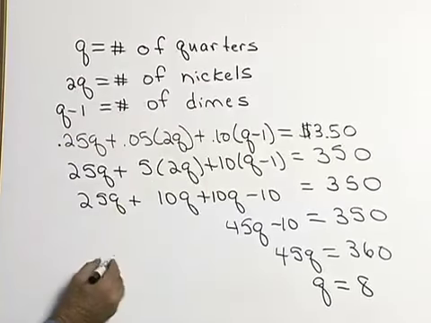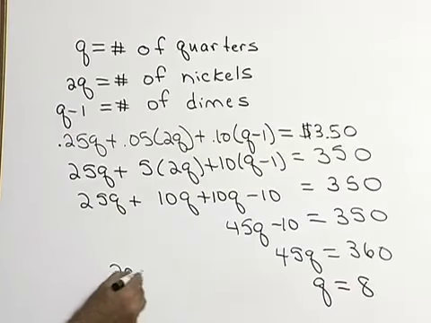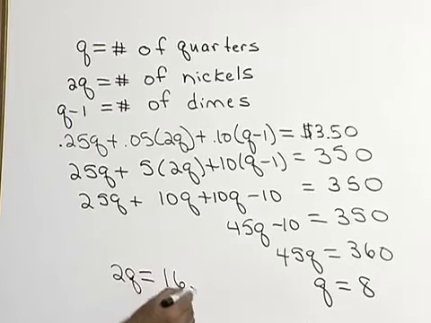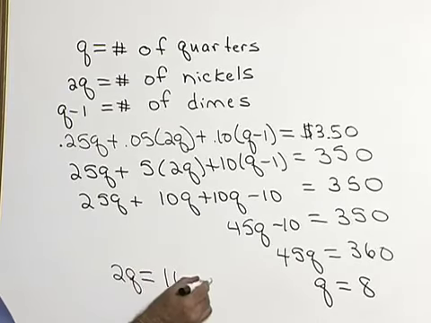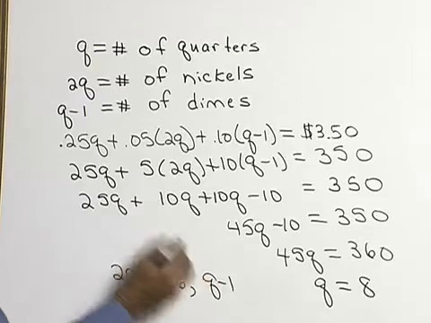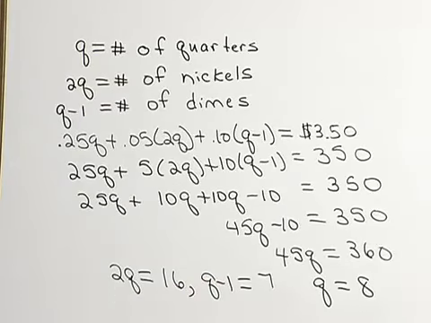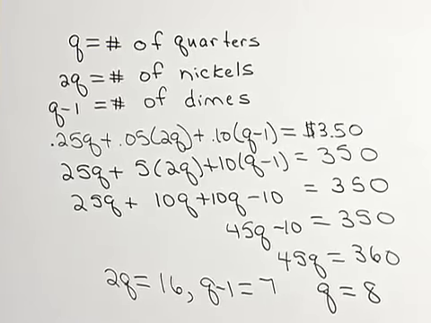Well, we know that we have 2Q nickels, so if we plug 8 in place of Q, we have 16 nickels. And then if we take Q minus 1, that'll give us the number of dimes, so that'll be 7. So we have 8 quarters, 16 nickels, and 7 dimes.